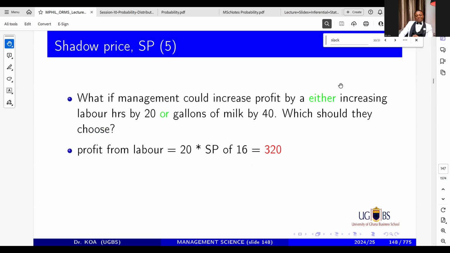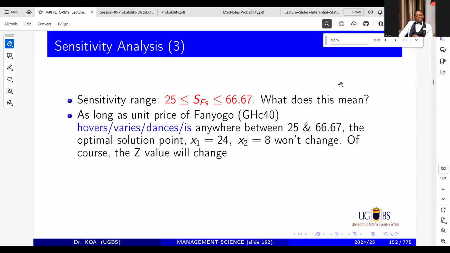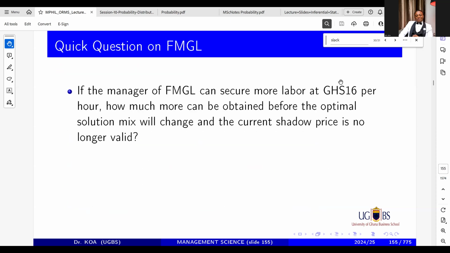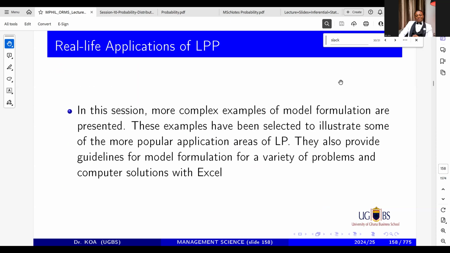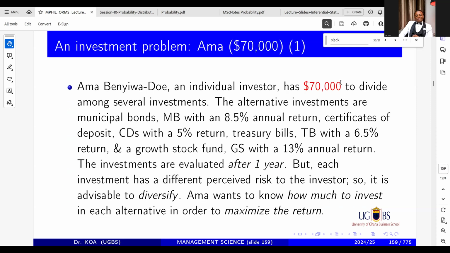My focus for today is to show you a practical example of a linear programming problem. This example is known as the investment problem of Ama Benyuado. Just some of you know her. I want you to take your pen and paper and follow through, because you might meet this in your exam situation.